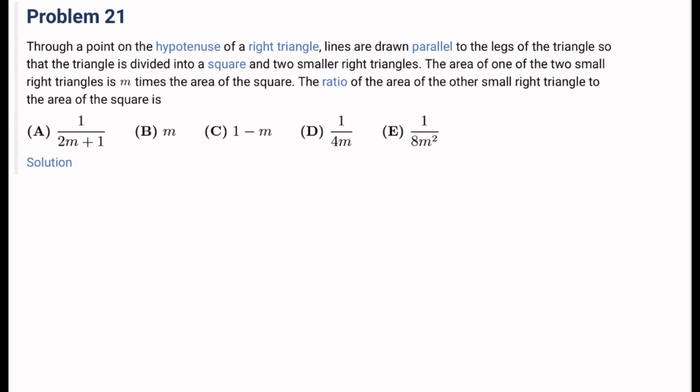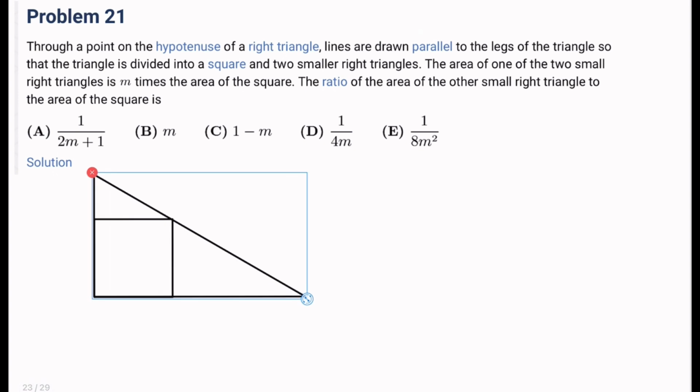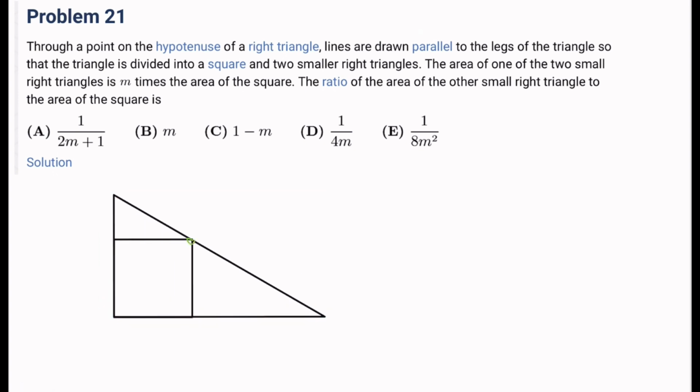So let's first draw a diagram of this, and that would be something like that. This would be the point on the hypotenuse of the right triangle, this would be the square, and these would be the two right triangles that the problem is talking of. Since the area of one of the two small right triangles is m times the area of the square, we can just say that the area of the square is 1 and the area of this is m. So the side lengths of the square are 1, 1.